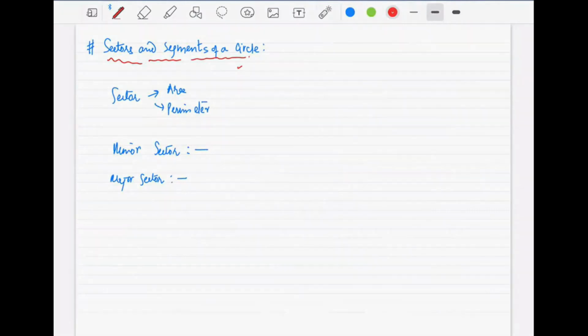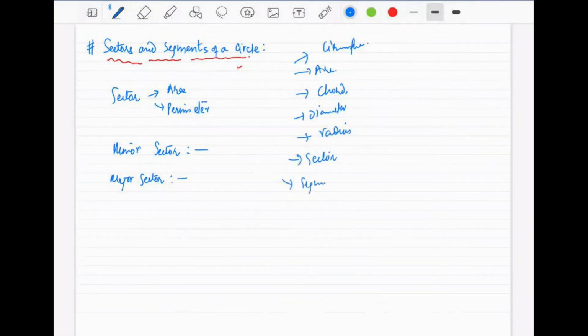I believe you have already done an introduction of these sectors in class 9. Now, what is a sector area? What is a sector? First of all, what you need to understand is circumference, arc, sector, chord, diameter, radius, sector, and lastly segment. So, what are these in a circle? You need to understand it properly first.